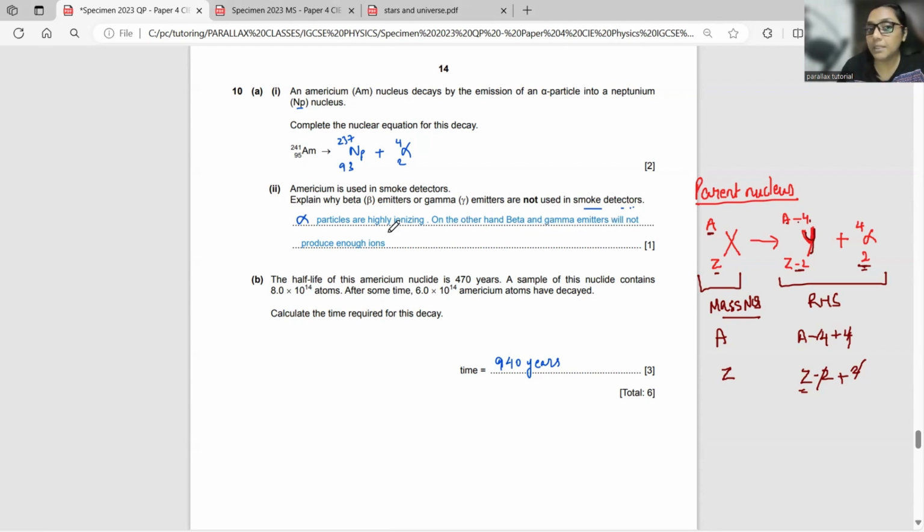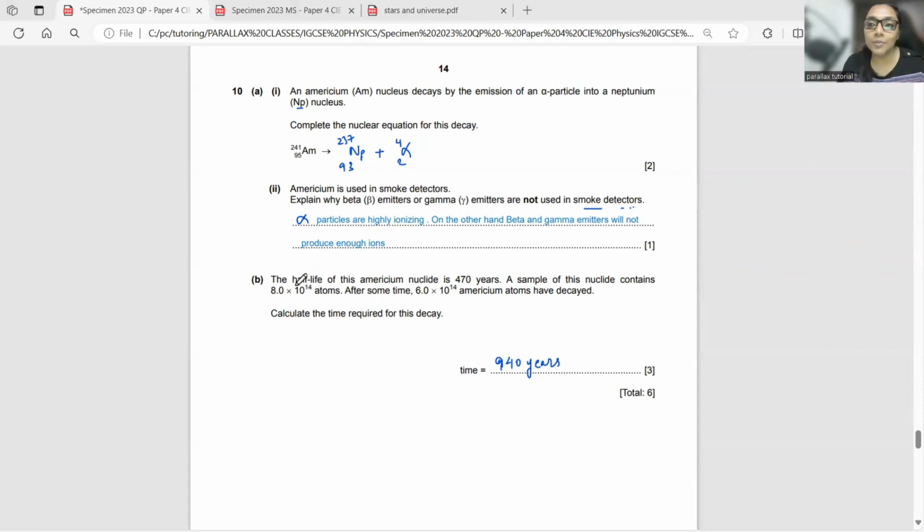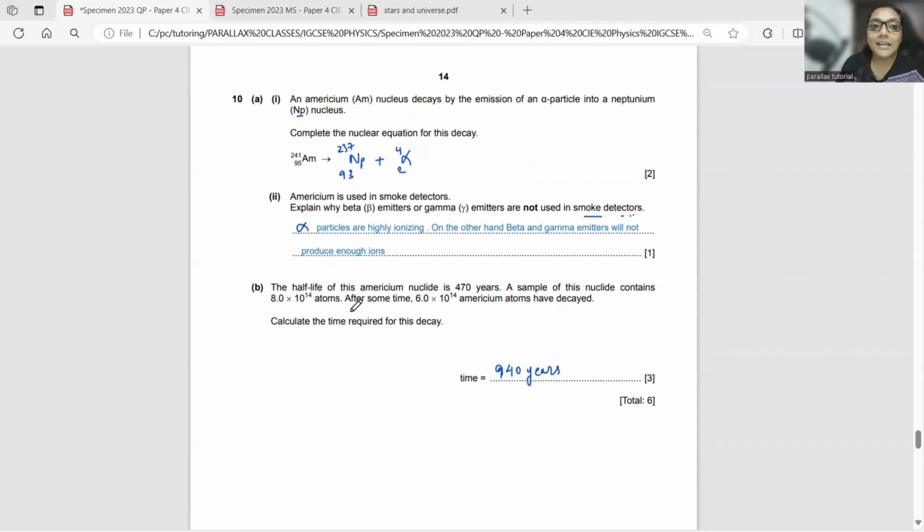So beta and gamma emitters will not produce enough ions, due to which in smoke detectors, you use only alpha particles. Let's come to the B part of this.